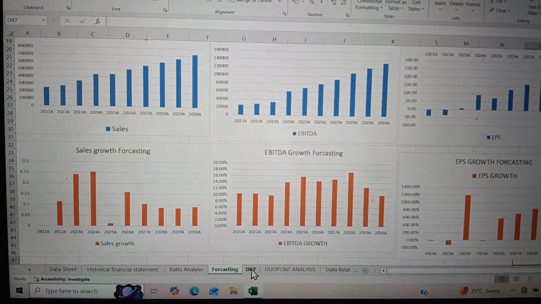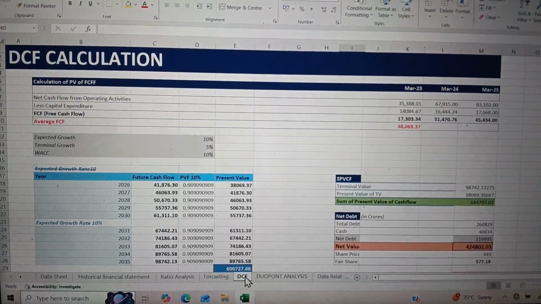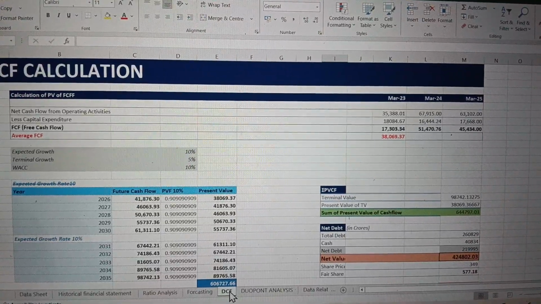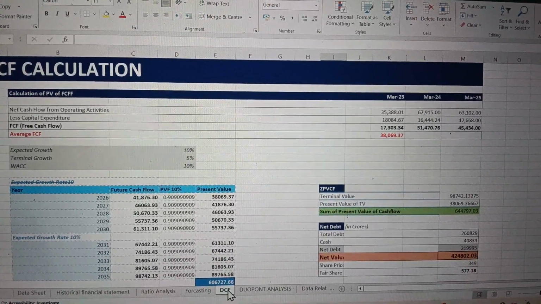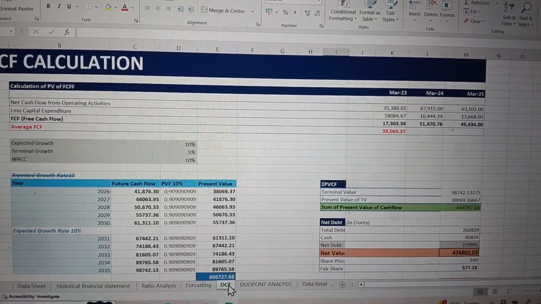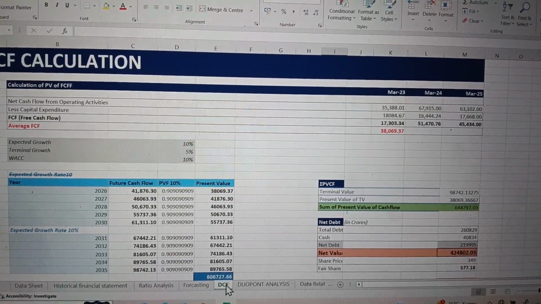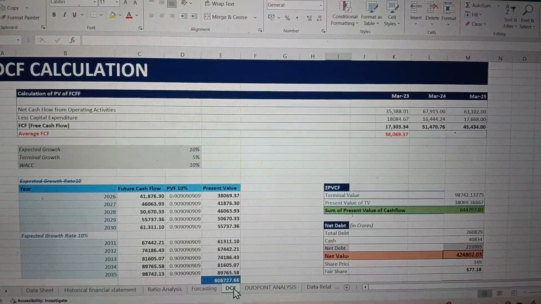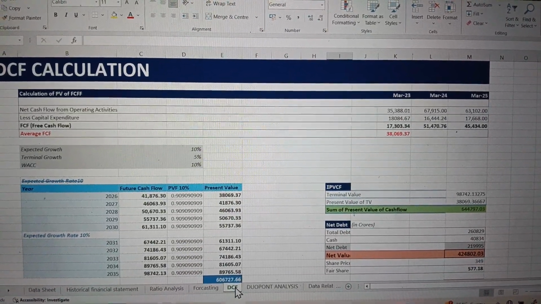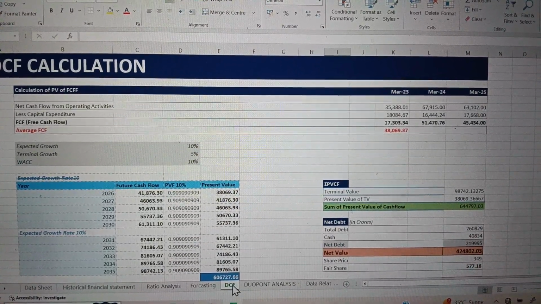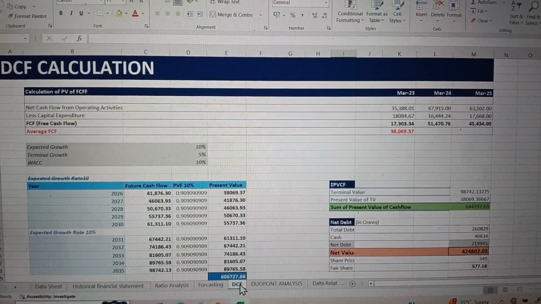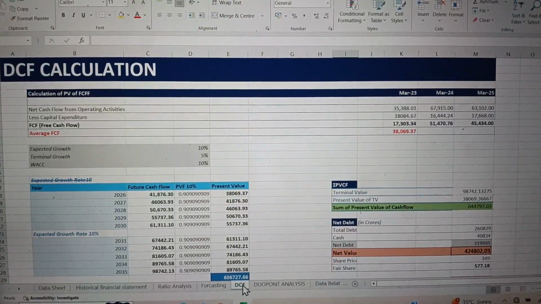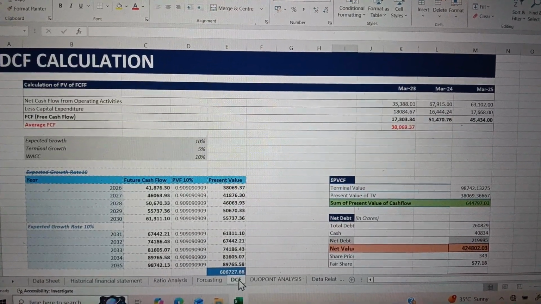Next, we move to DCF analysis, that is discounted cash flow. As we can see, here is the cash flow from the operating activity. We have deducted the capital expenditure and we have calculated the free cash flow. As we can see, there are three percentages: the expected growth rate, terminal growth rate, and the weighted average cost of capital. Weighted average cost of capital tells us about the average cost of capital which the company is having.